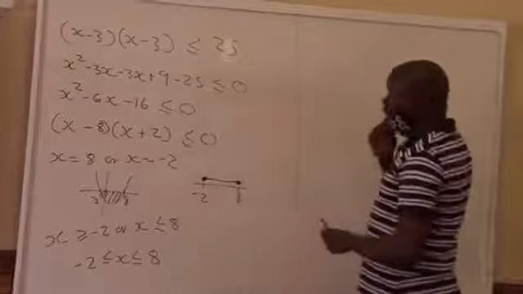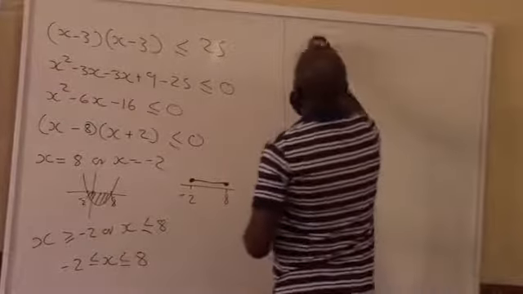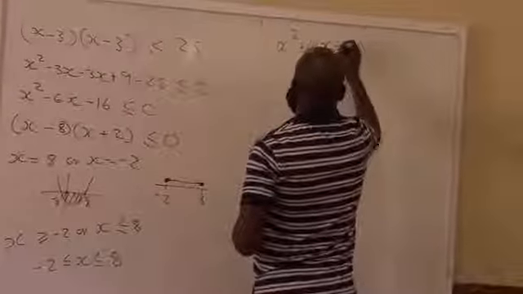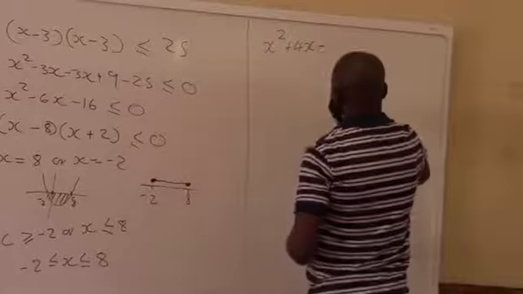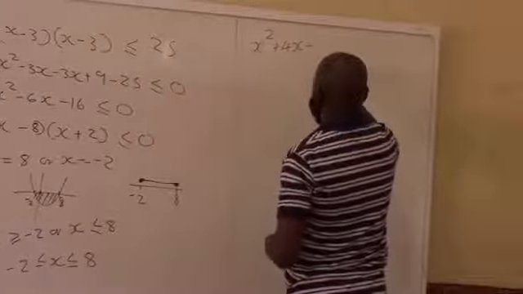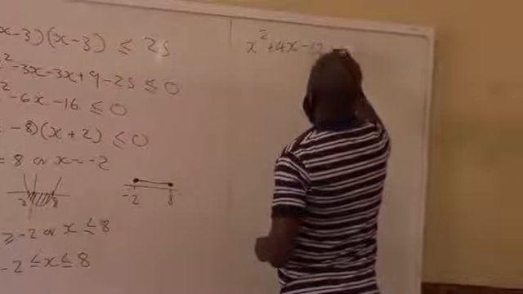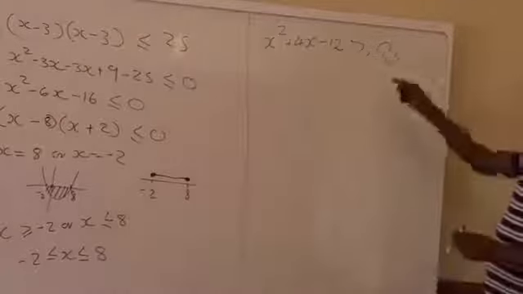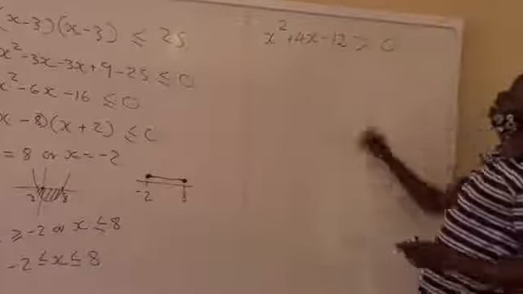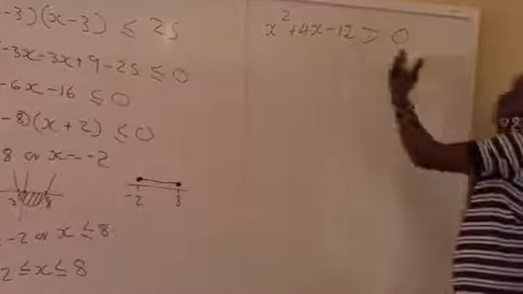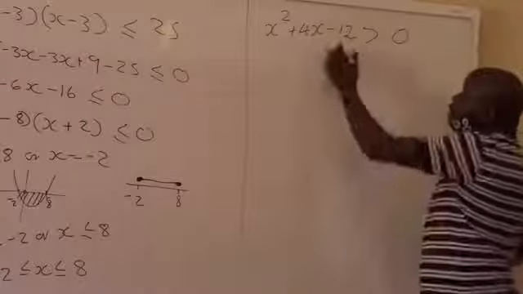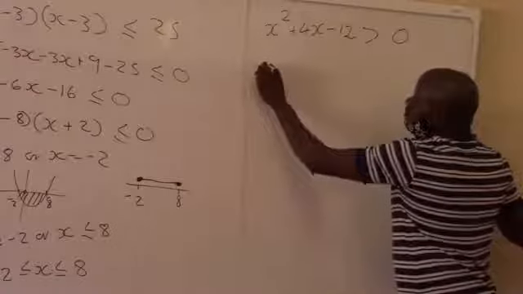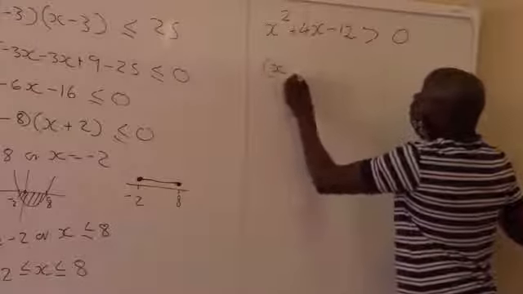So if maybe we have x squared plus 4x minus 12 is greater than 0. So let's say we are having it in that way. This one is already in standard form, so there's no need for us to rewrite it otherwise. The only step that we need to take from here is just to say it's x and then x, then greater than.